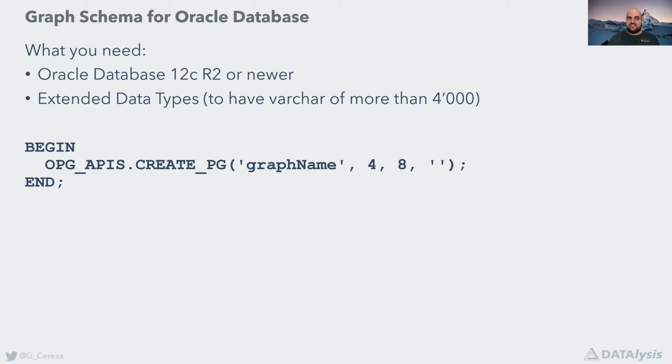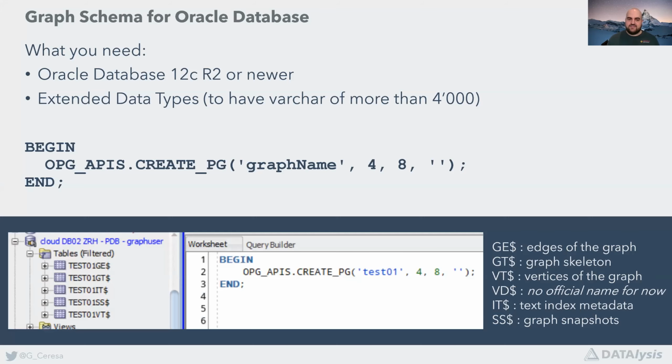And then in your database, there is a package that exists by default. It's the OPG APIs. And you call the createPG method on it. You give it a graph name. The other parameters, you find them in the doc. It's the number of parallel processes, the number of partitions, and some tablespace options. You call this, and there you go. You have a graph in your database.